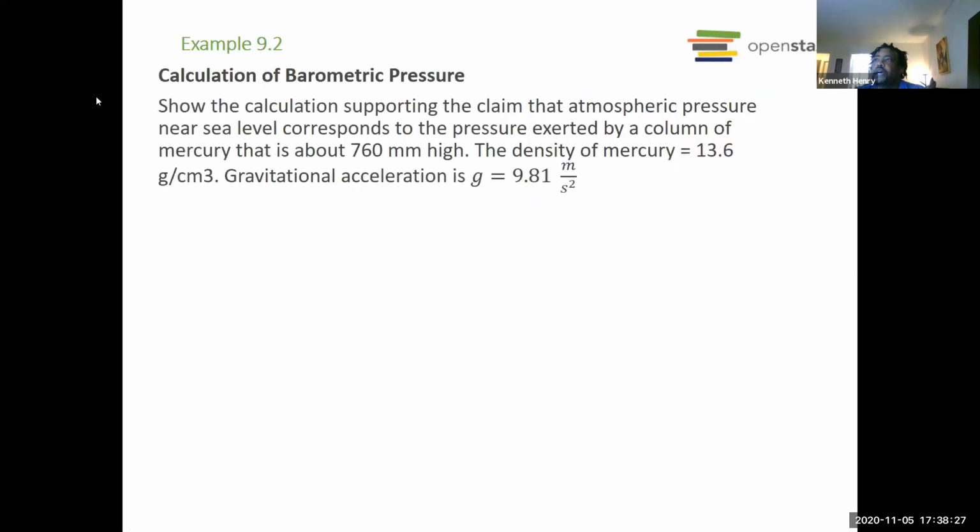Okay, so calculate the barometric pressure. Show the calculations supporting the claim that atmospheric pressure near sea level corresponds to the pressure exerted by a column of mercury that is about 760 millimeters high. The density of mercury is 13.6 grams per cubic centimeter. The gravitational acceleration is 9.81 meters per second squared. Okay, so what am I going to do?